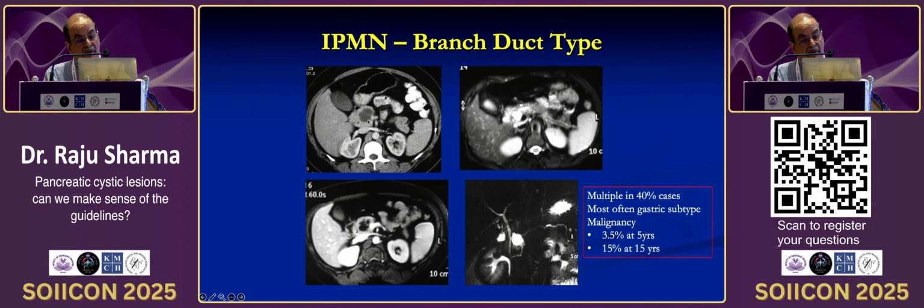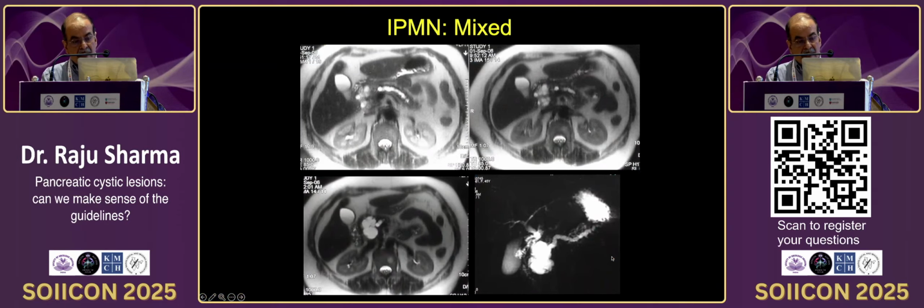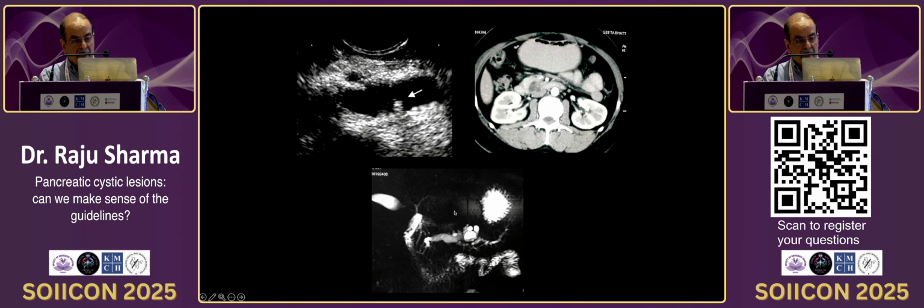Branch duct type involves the head region more often. Notice that only the head and the proximal part of the pancreatic duct is involved. This can be multiple in almost 40% of cases, and the malignant potential is thought to be much lower as compared to the main duct type. And this is a mixed type where the main duct is involved as well as the side branches in the uncinate process.